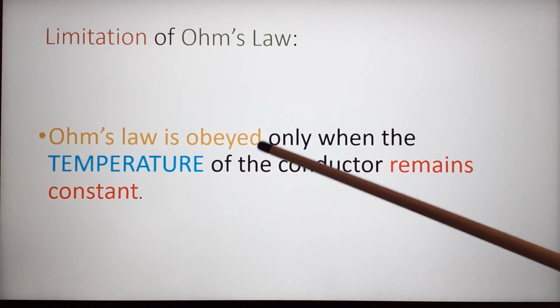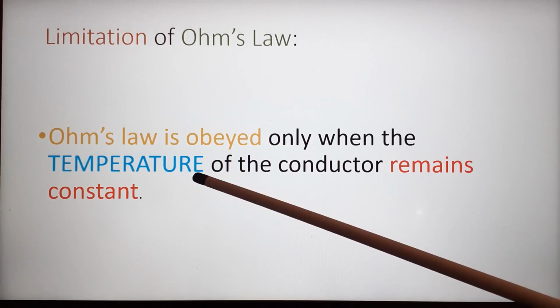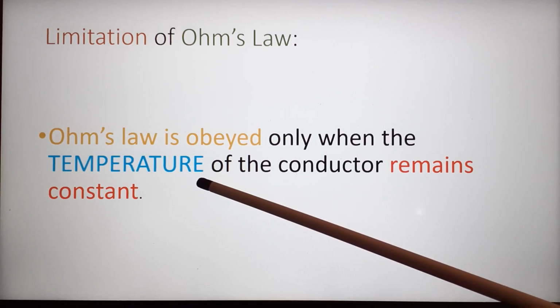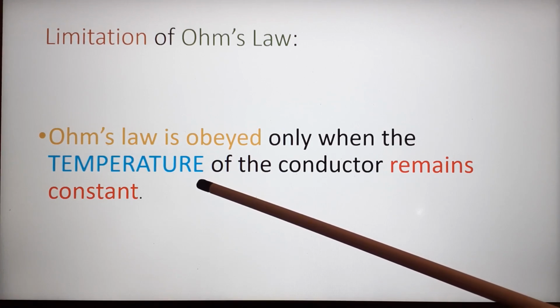Now most important is the limitation of Ohm's law. Ohm's law is obeyed only when the temperature of the conductor remains constant. If the temperature keeps on changing, then current is not going to be proportional to potential difference. So Ohm's law will not be obeyed.